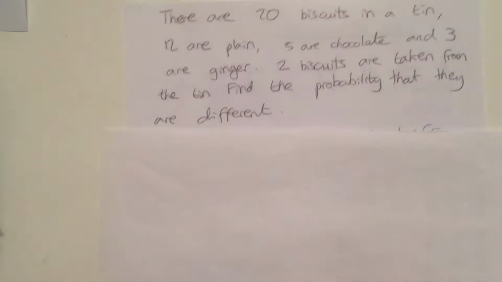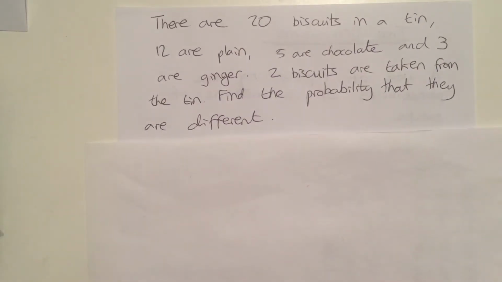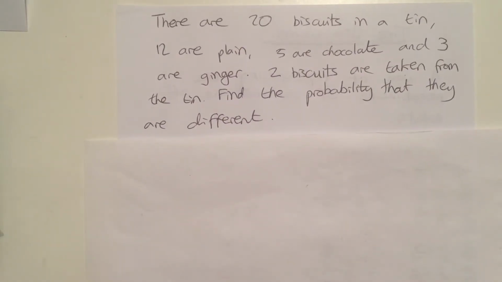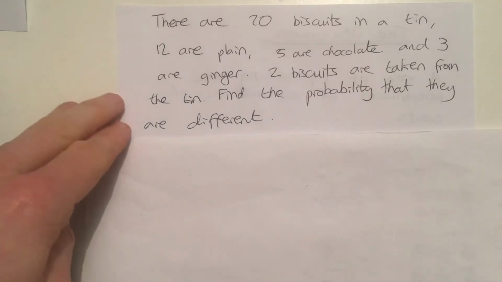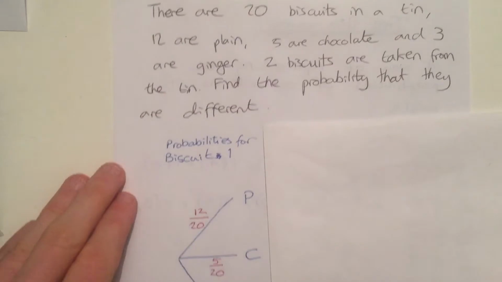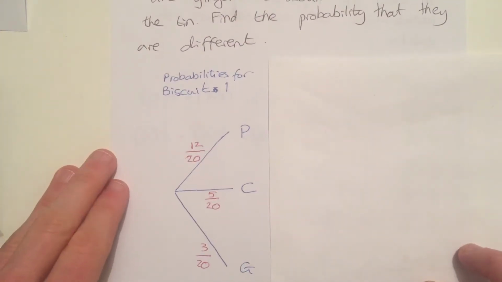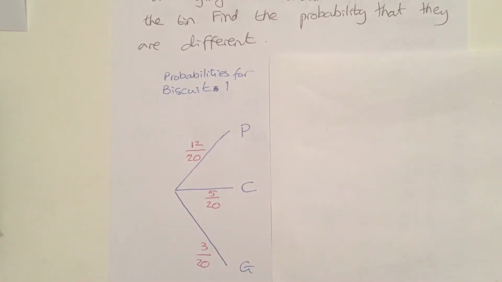So let's have a look at an example tree diagram question, which is this. There are 20 biscuits in a tin. 12 of them are plain biscuits, 5 of them are chocolate biscuits, and 3 of them are ginger biscuits. 2 of the biscuits are taken from the tin, and I want to find the probability that those two biscuits are going to be different. So first thing I'm going to do is focus on the probabilities just for that first biscuit. So let's focus on that.